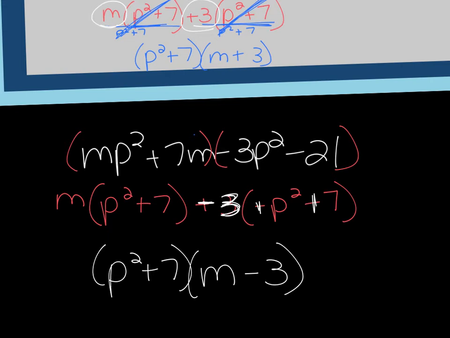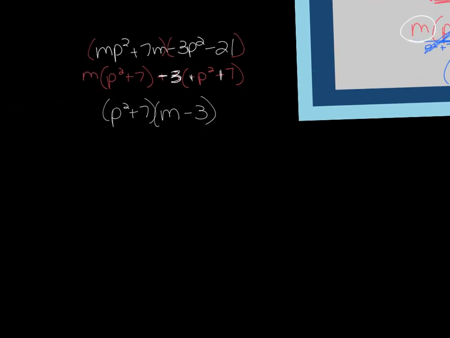Usually, whatever the sign is, it just always is on that side, pretty much. Usually if it's negative, it's going to get taken out, but not necessarily all the time. Like if that first term was negative mp squared plus 7m, and then it was negative 3p squared plus 21, now the negative would stay inside the parentheses. Questions so far?